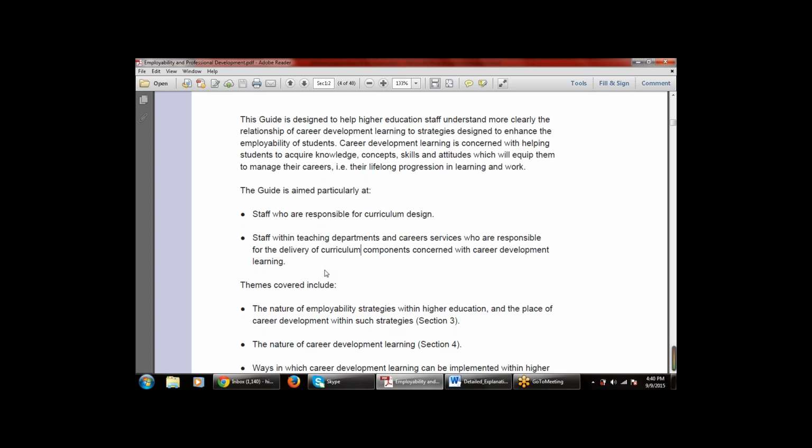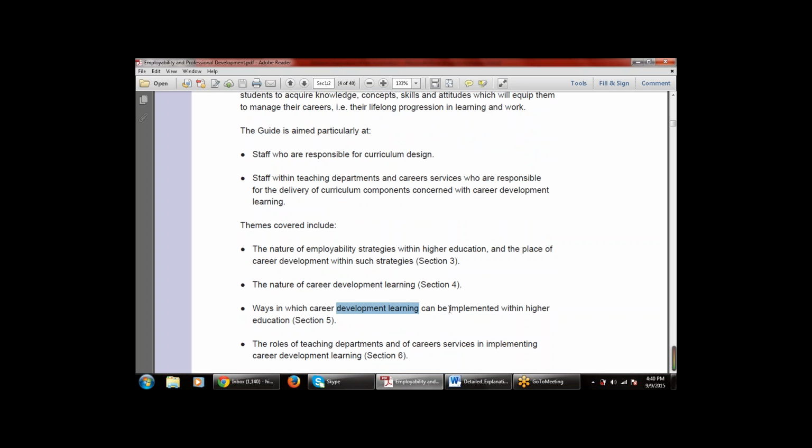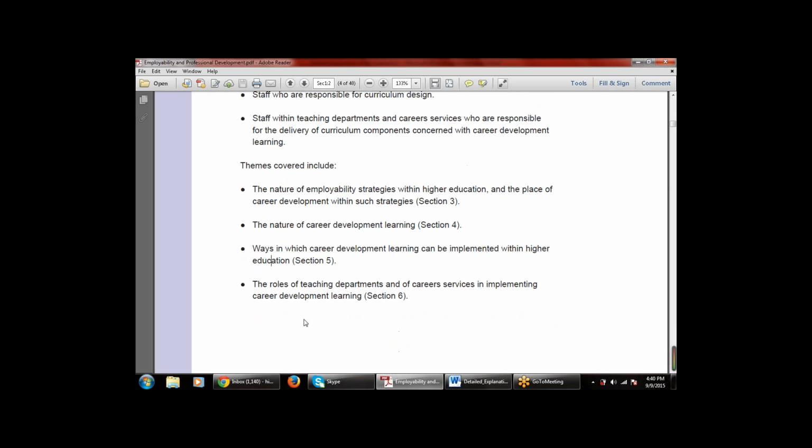There are two main aims for this guide. Themes covered include the nature of employability strategies within higher education, that is how to manage and use them, and the place of career development within such strategies. The next is the nature of career development learning. Then ways in which career development learning can be implemented within higher education. Then the roles of the teaching department and career services in implementing career development learning. So these are the various sections.